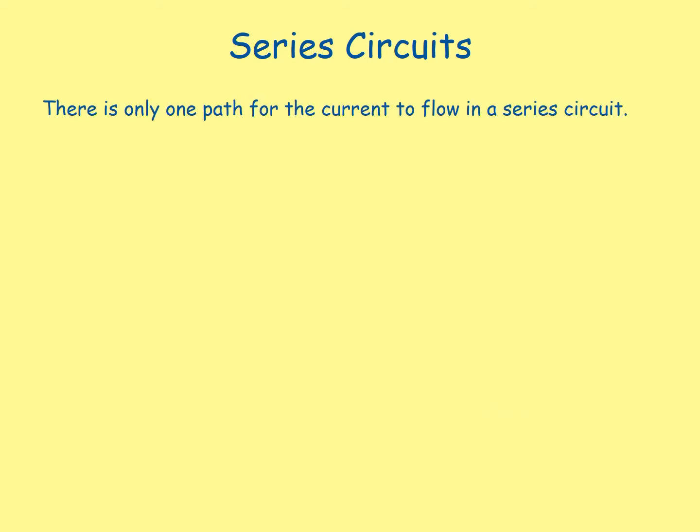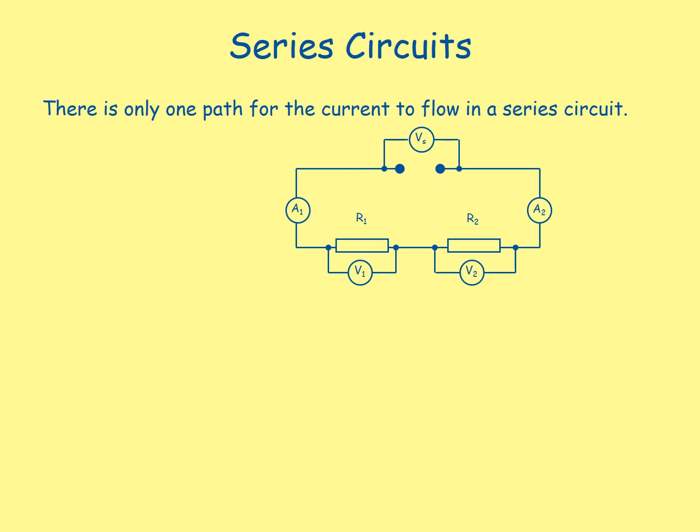Series circuits. There is only one path for the current to flow in a series circuit. Here we've got a little example. We can see a series circuit and we can see some ammeters in series and some voltmeters in parallel with some of the components and the source.